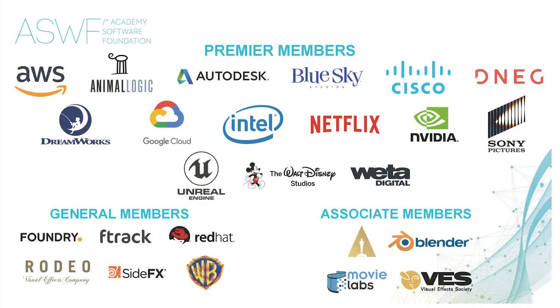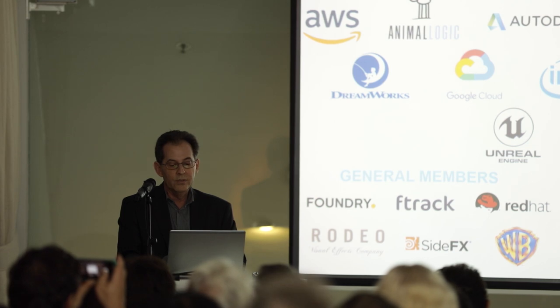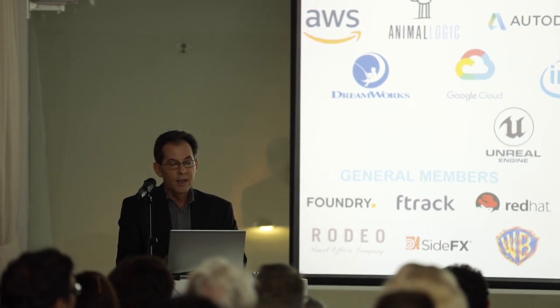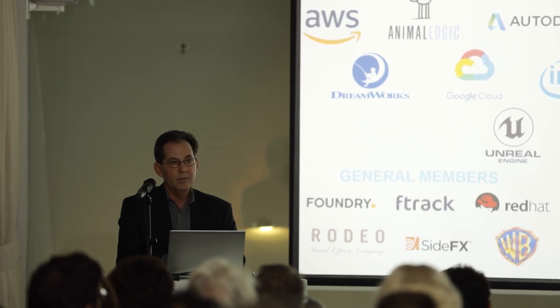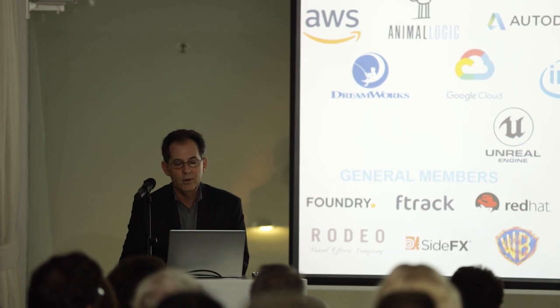As of now, the foundation has 15 premier members. That means they pay the most money and sit on the foundation's governing board. We have 6 general members. They pay less money but still have representation on the board. And 4 associate members, of which the Academy is the only one that has a seat on the board. But since our name is on it, well, that's part of what we got.